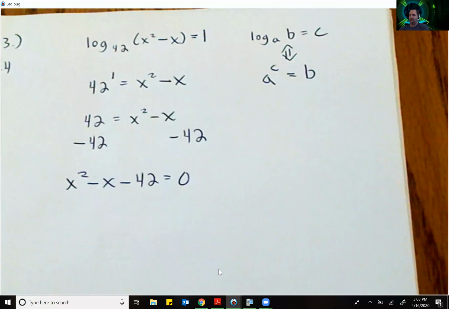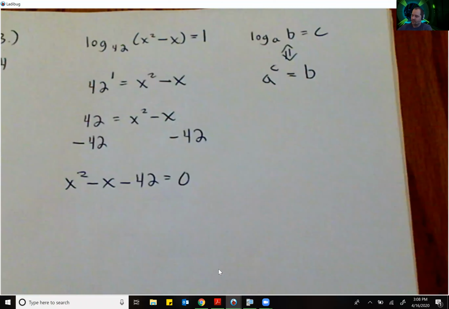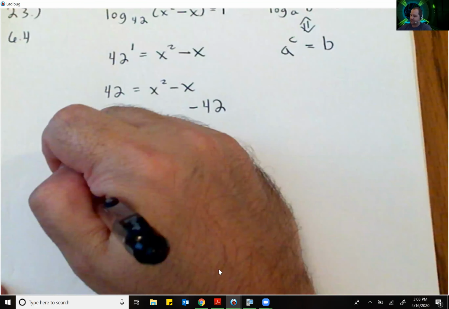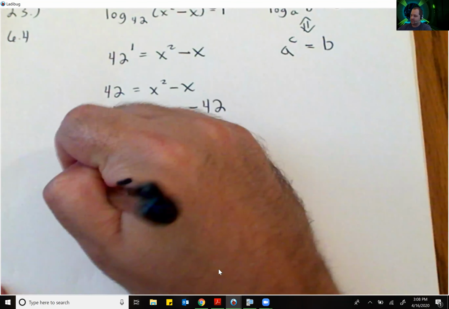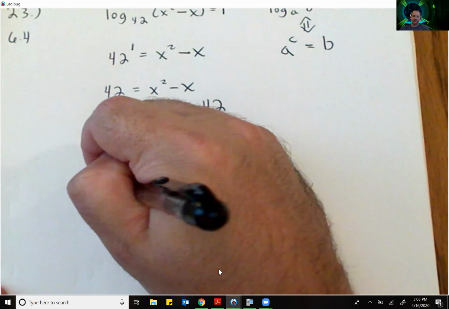And all we got to do is set this equal to 0 so that we can factor. Move the 42. So that gives us x squared minus x minus 42 equal to 0. So all we have to do is factor that. And this will factor to x with a plus and x with a minus.